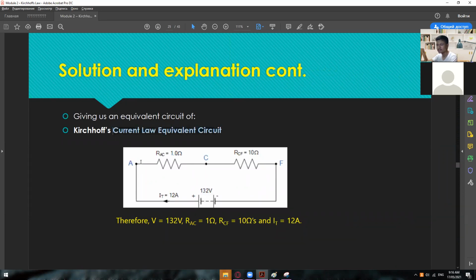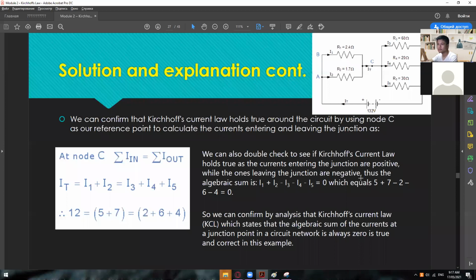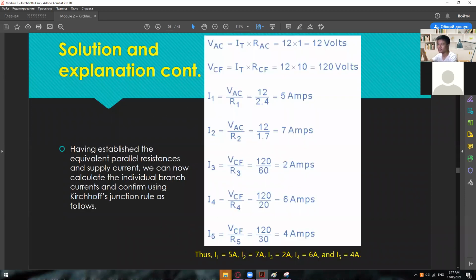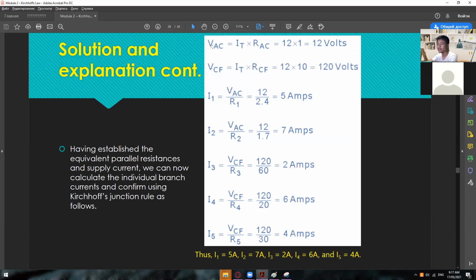Equivalent. Okay, so this is just an equivalent value when you simplify that into RAC and then RCF, and then the total current, which is 12 amps. From here, you can now solve for the individual voltages of RAC and RCF. For the VAC only, we have I total times RAC. RAC is 1 ohm, so 12 times 1 is 12 volts.